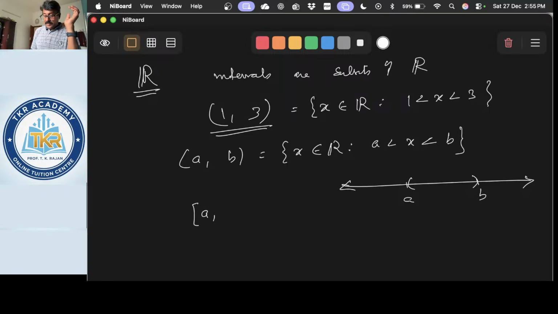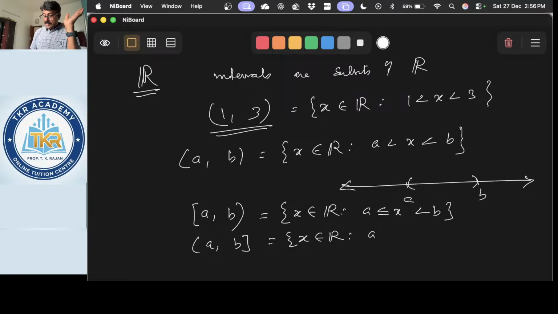Another set is the closed-open interval. It is the set of all x in R such that a ≤ x < b. That is, a is also an element, but b is not an element, and all the real numbers between a and b are also elements. Similarly, left open, right closed is the set of all x in R such that a < x ≤ b. And [a, b] like this is a closed interval. Here all the real numbers such that a ≤ x ≤ b.